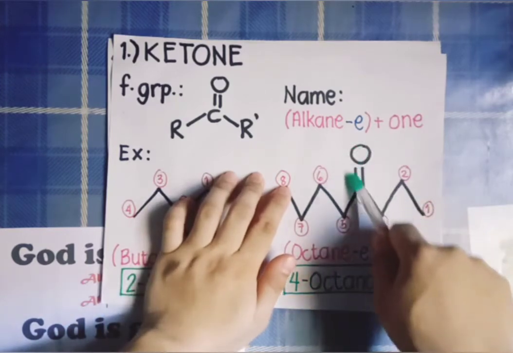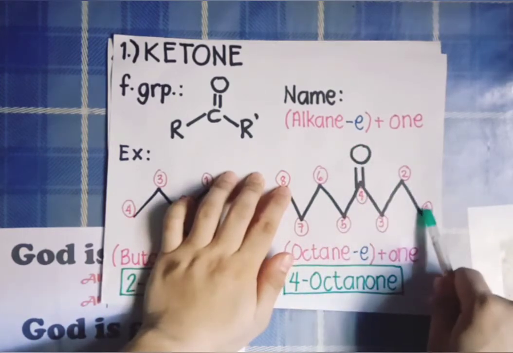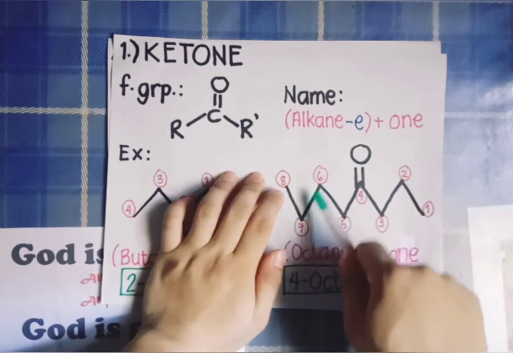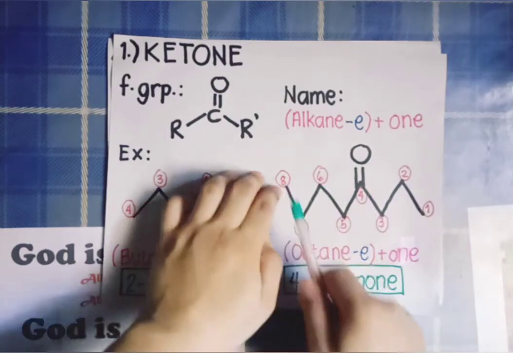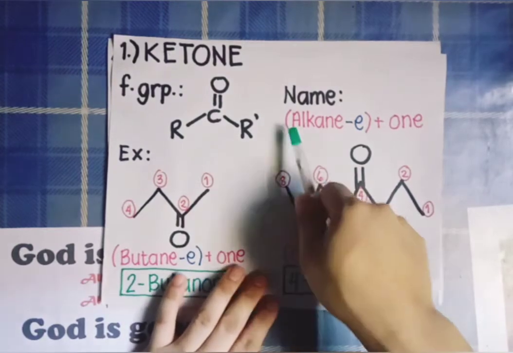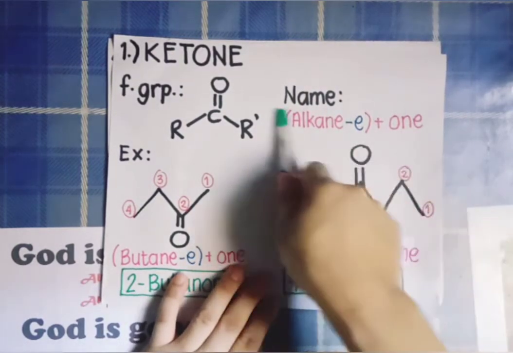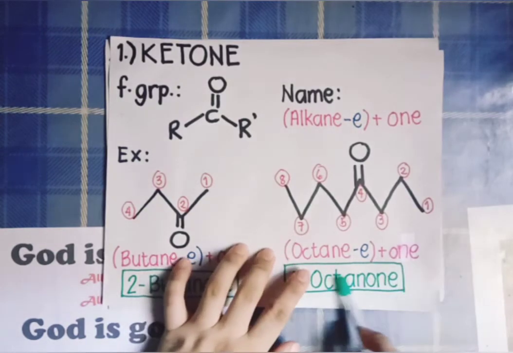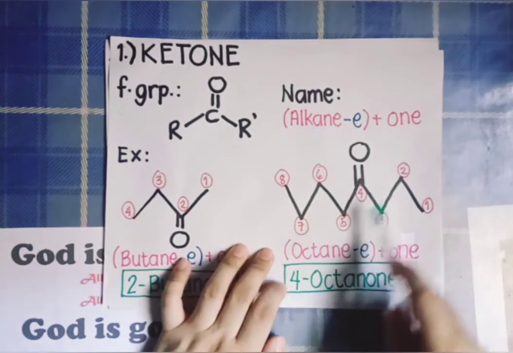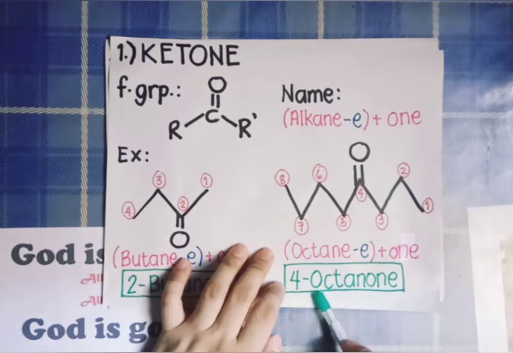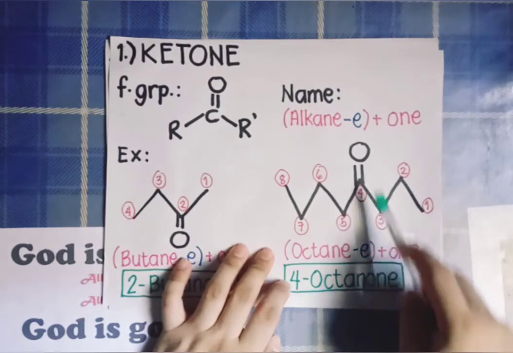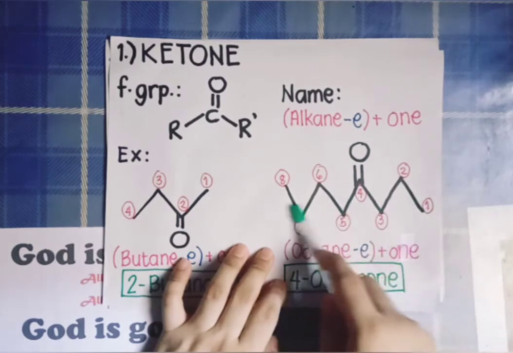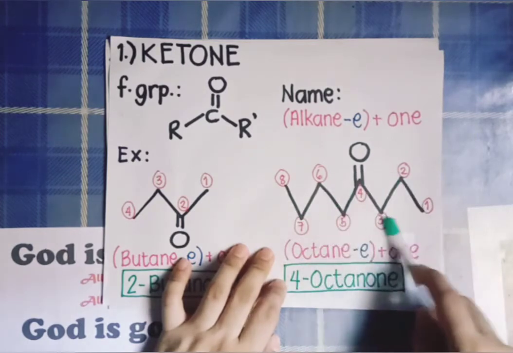However, this C double bond O is nearest to this side, therefore this will be our carbon number 1, then number 2, 3, 4, 5, 6, 7, and 8. Okay, and if we are going to follow this naming format, then we can have here octane minus E plus one, and that is octanone. And its complete name is actually 4-octanone, which means that the ketone part, the C double bond O part, can be found at carbon number 4 of an octane molecule.